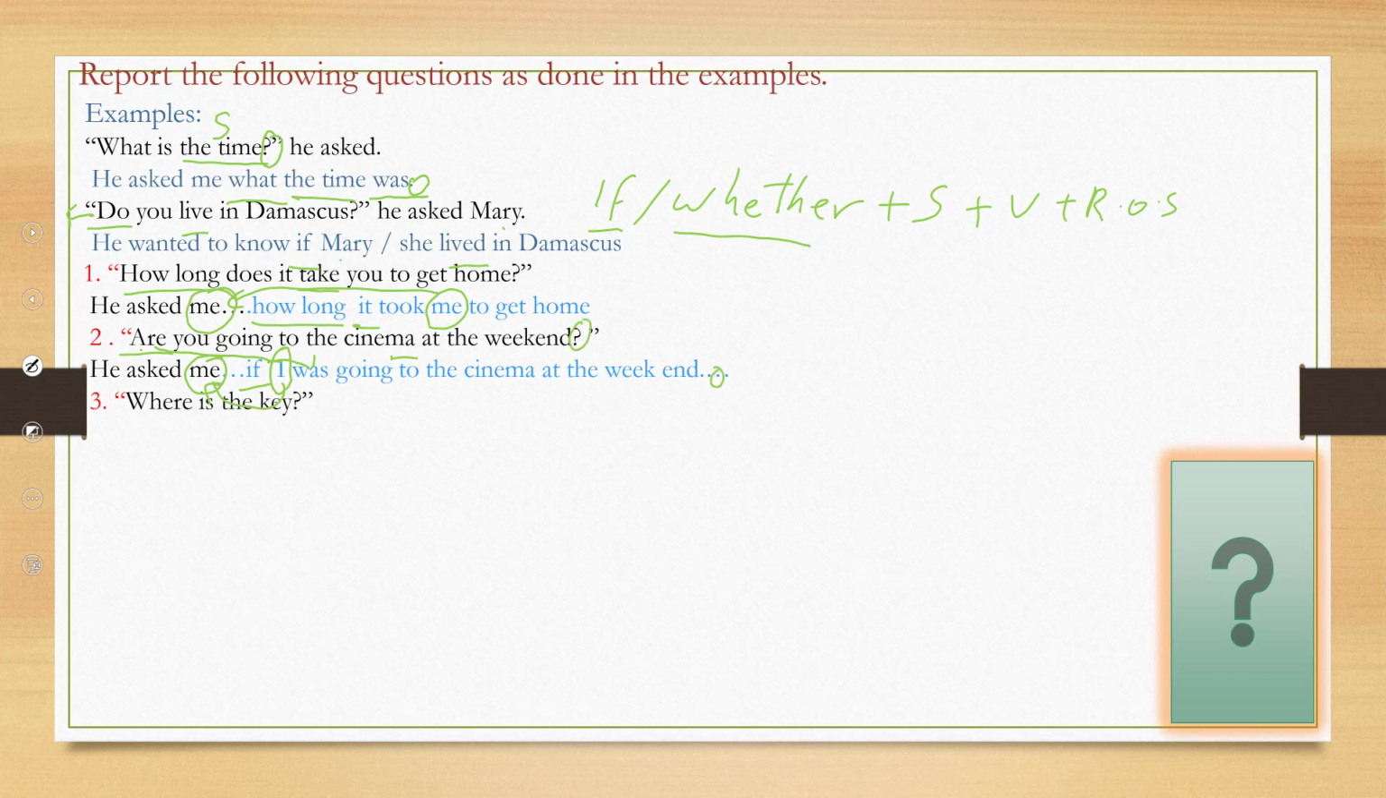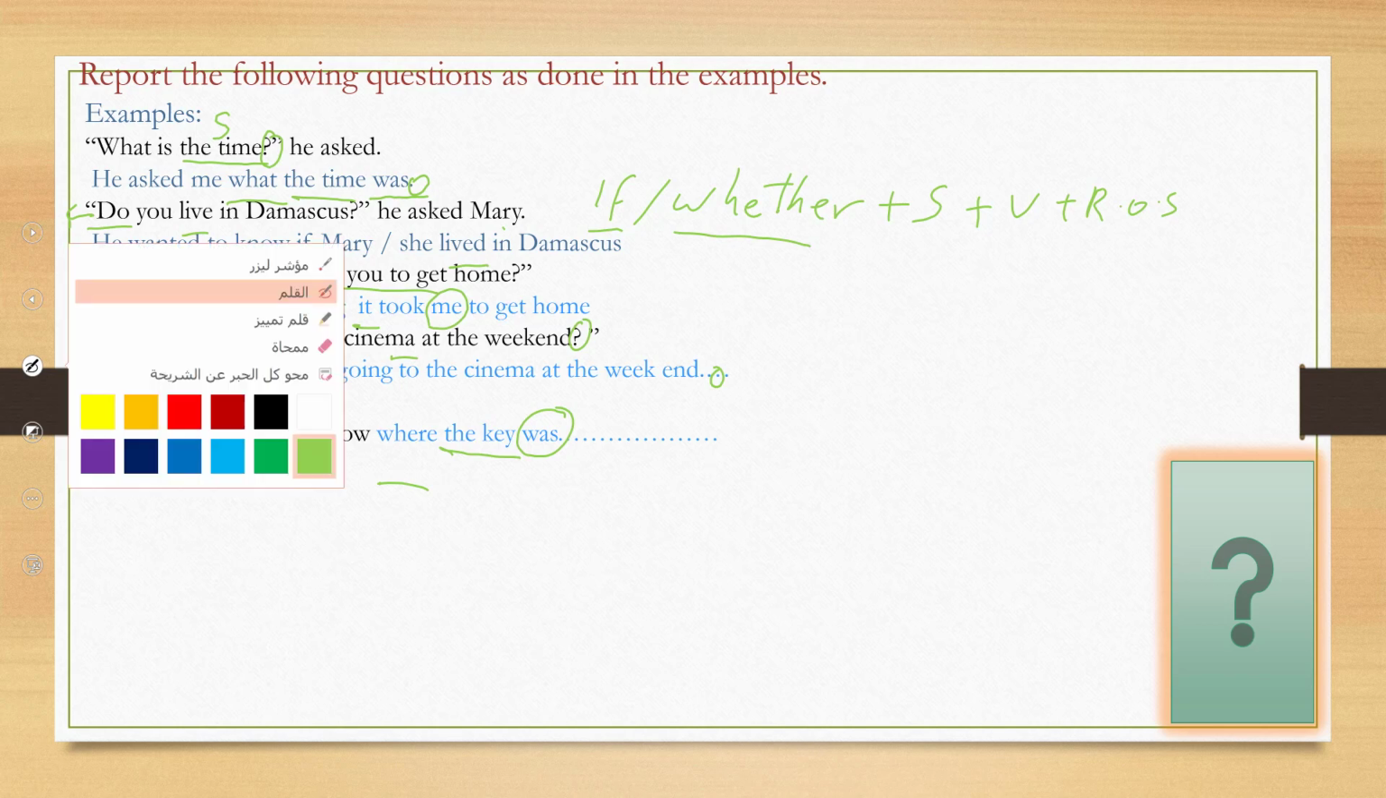Yes. Number 3. Where is the key? Here we have a question word. We add the question word first, where. Then we should add the subject. Where is the subject? Of course, the key. Where the key, and is turned into was. Where the key was.